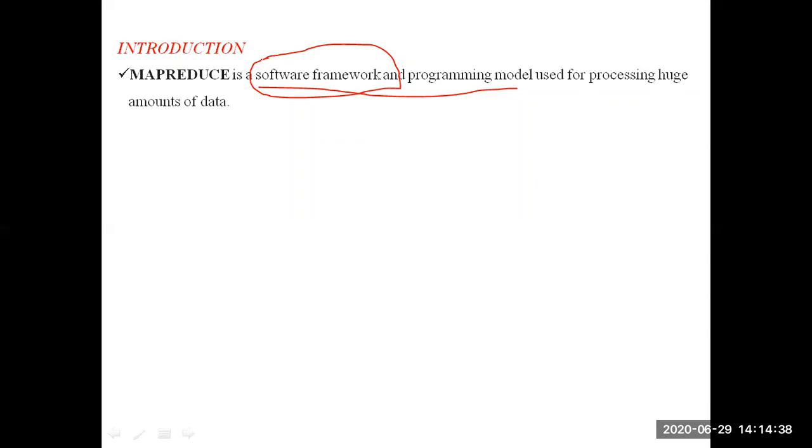For processing, MapReduce is a readily available programming model. So we simply use that programming model to process our data files. We have no need to write the entire process. The model is readily available, and we simply have to use that model and process our data instead of writing all the things.